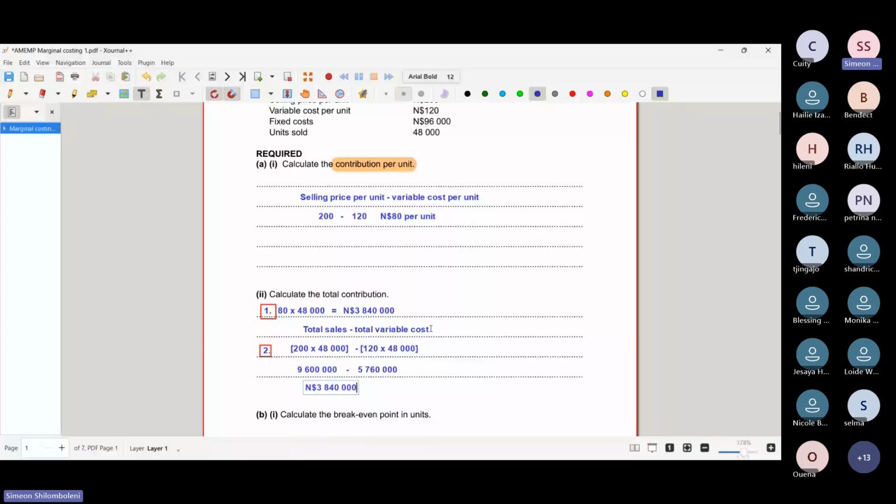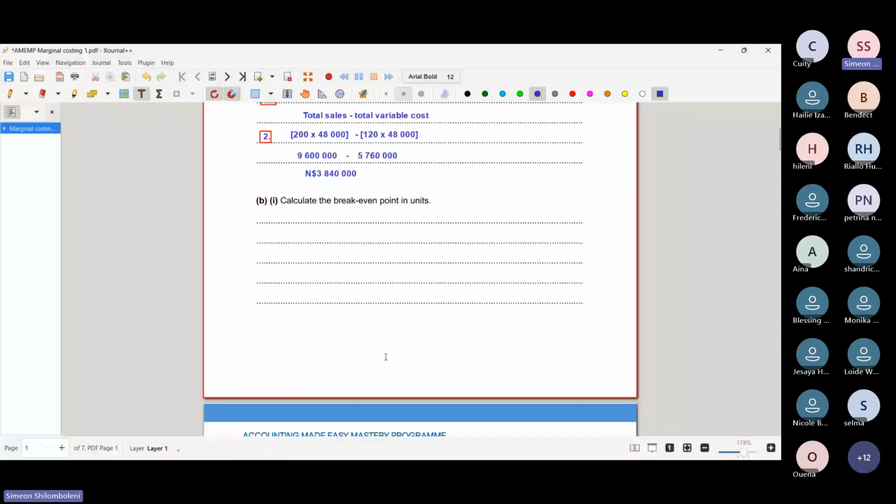The first way, I just took the answer that I got up, which is contribution per unit multiplied by number of units. The other one, I did it the traditional way, like you are selling something, my sales minus my costs. Break-even point. What is the formula for break-even point? Let's move fast. We are already 30 minutes in. What is the formula for break-even?